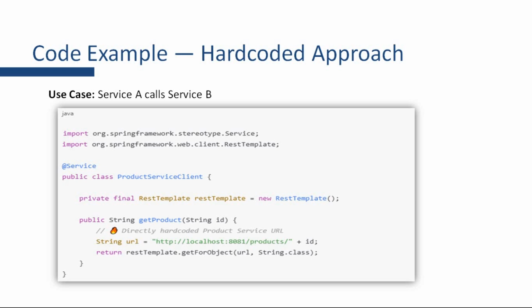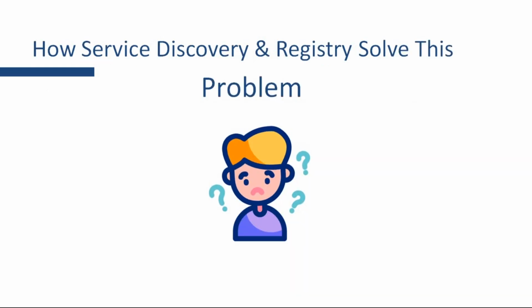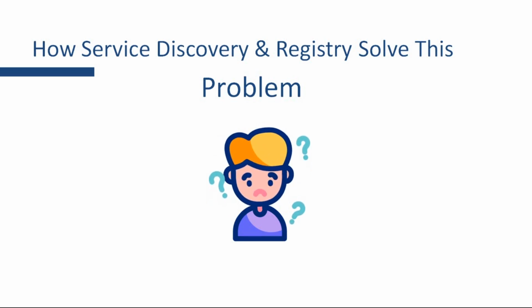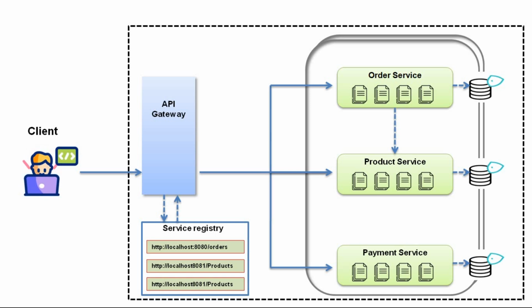Now this might work fine for small apps or during development, but it becomes a big problem in real-world dynamic environments. Now you might be thinking, how does service discovery and registry solve this problem? Let's have a look at the diagram. Alright, let me explain how service discovery and service registry actually work in simple terms.